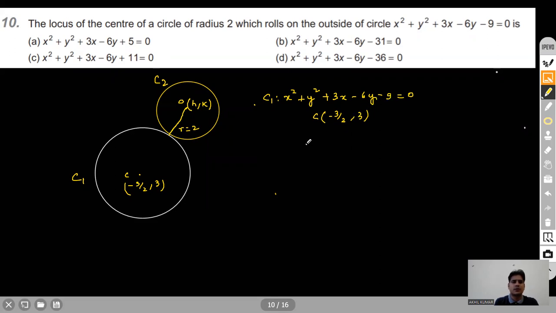This is what is known to us, and we can also find the radius of this circle. Radius will be equal to under root of g square. G square means 9 by 4, plus f square, that is 9, and minus c. Minus c will become plus c.